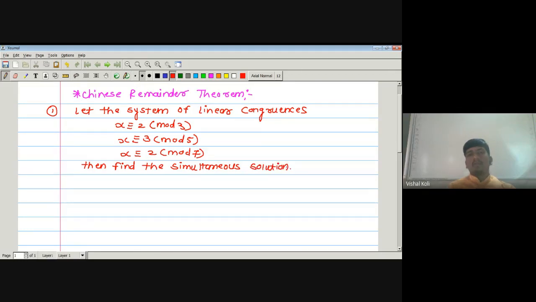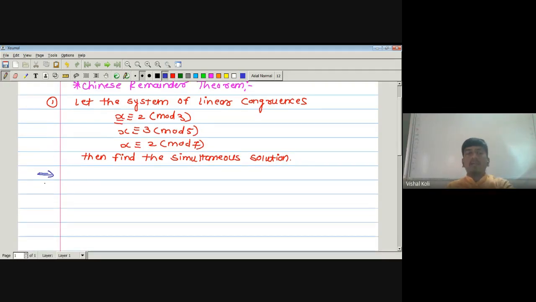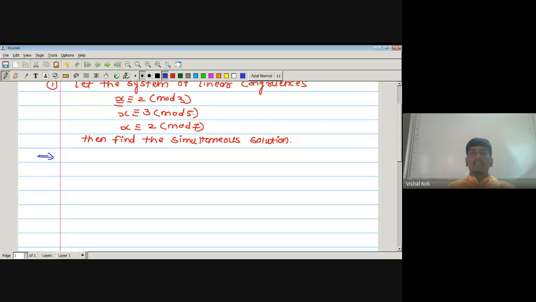Okay, here we are given three linear congruences, that is x is congruent to 2 modulo 3, second one is x is congruent to 3 modulo 5, and third one is x is congruent to 2 modulo 7, and we have to find its simultaneous solution. That is, we have to find the value of x which is true for all these three linear congruences. And for that, first we have to check whether GCD of n1, n2, up to nr is equal to 1. Here n1 is 3, n2 is 5, and n3 is 7, and a1 is equal to 2, a2 equal to 3, and a3 equal to 2.